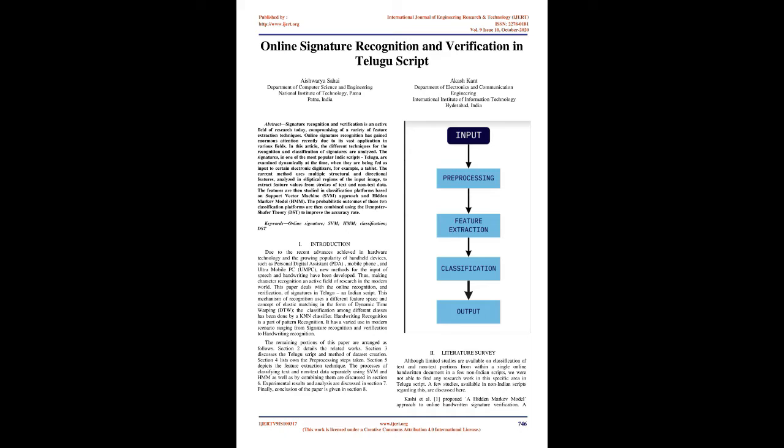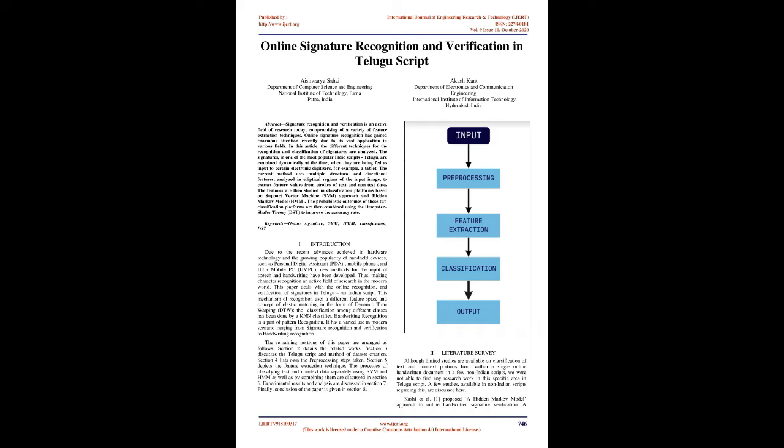The features are then studied in classification platforms based on the support vector machine, SVM, approach and the hidden Markov model, HMM. The probabilistic outcomes of these two classification platforms are then combined using the Dempster-Shafer theory, DST, to improve the accuracy rate. Keywords: online signature, SVM, HMM, classification, DST.